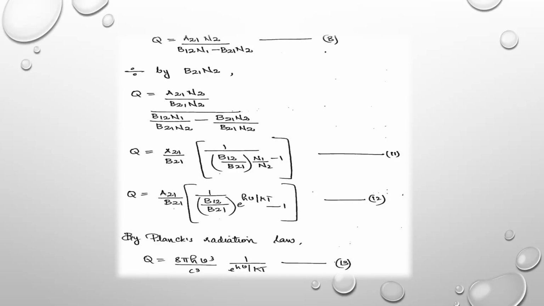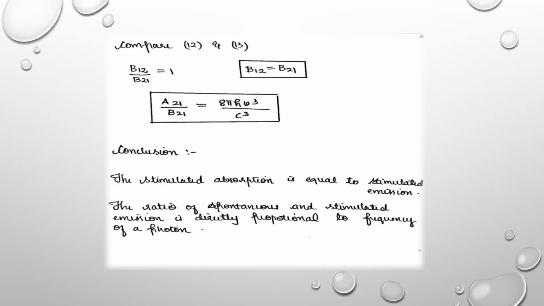So by Planck's radiation law, Q is equal to 8 pi h nu cube by c cube into 1 by e raised to h nu by kT minus 1. Then comparing both equations, we get B12 by B21 is equal to 1, which gives B12 is equal to B21, and A21 by B21 is equal to 8 pi h nu cube by c cube.